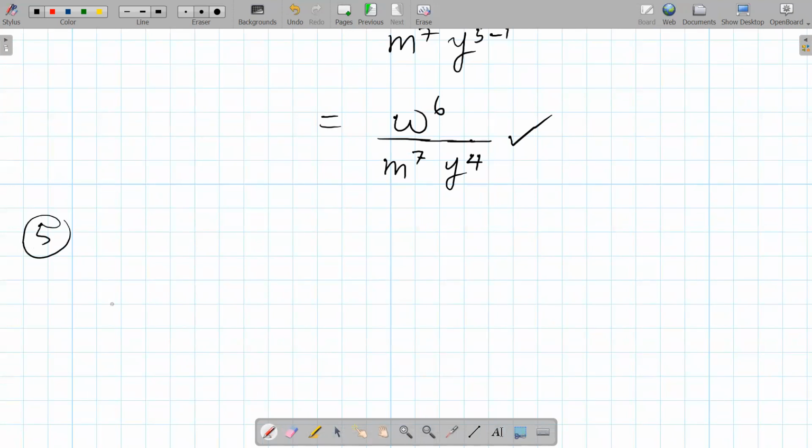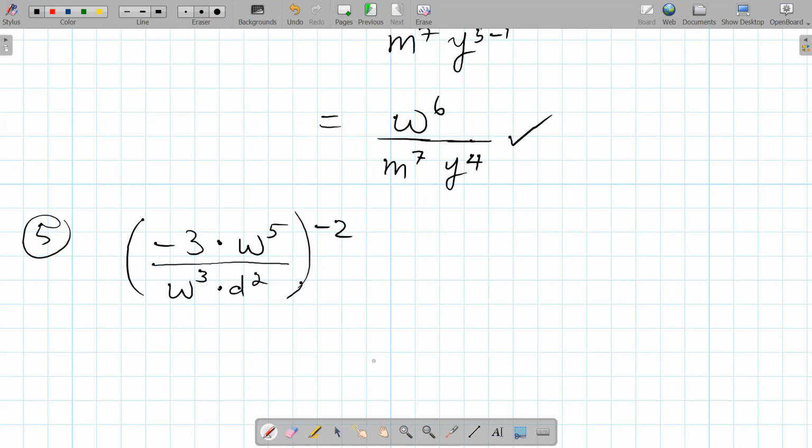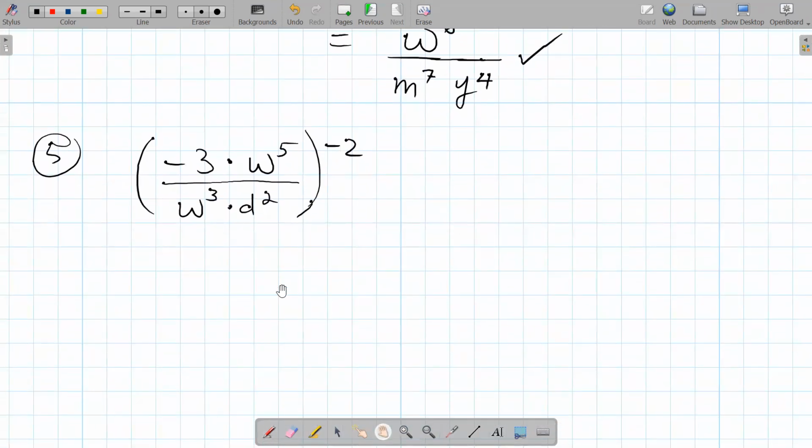Example 5. What about if you have to simplify negative 3 times W5 all over W3 times D squared, all raised to negative 2. Simplify, right? So look at it carefully. Outside power is what? Negative exponent. The outside power is a negative exponent.